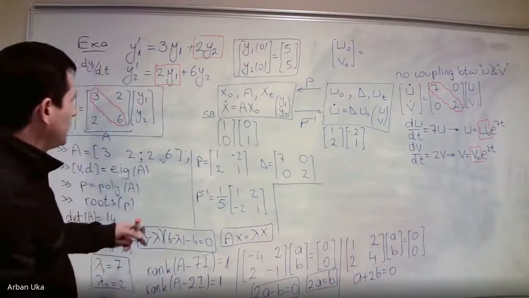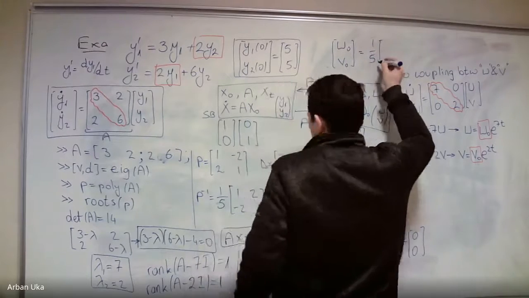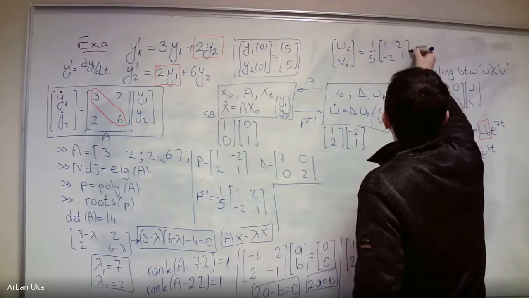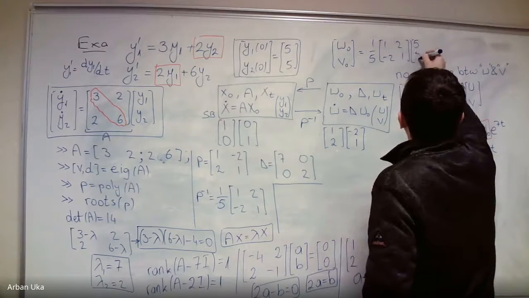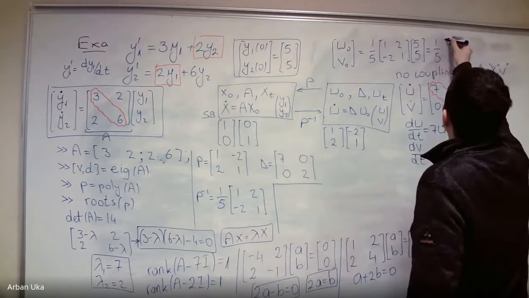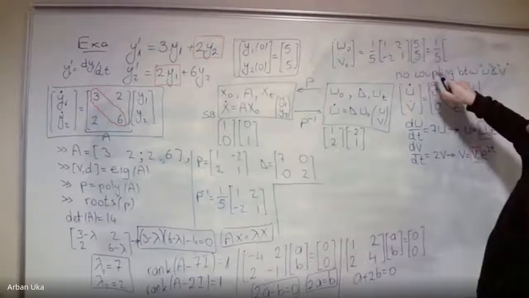P inverse times x0. So P inverse is 1 over 5 times the matrix 1, 1, 1, minus 2 times 5 and 5. So this is equal to 1 over 5 times minus 1, minus 3. Is it the final answer? No, the whole is 1 over 5 times minus 5, minus 15.